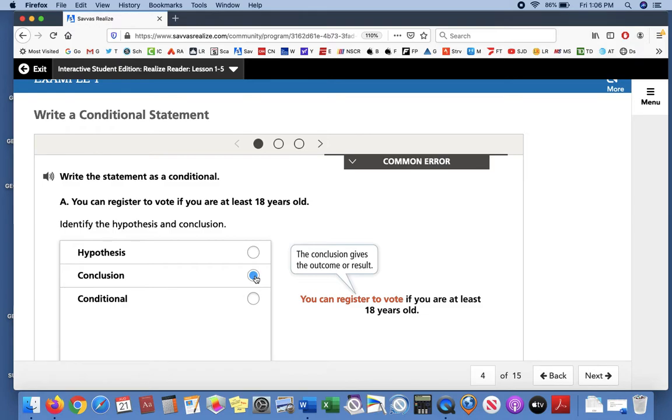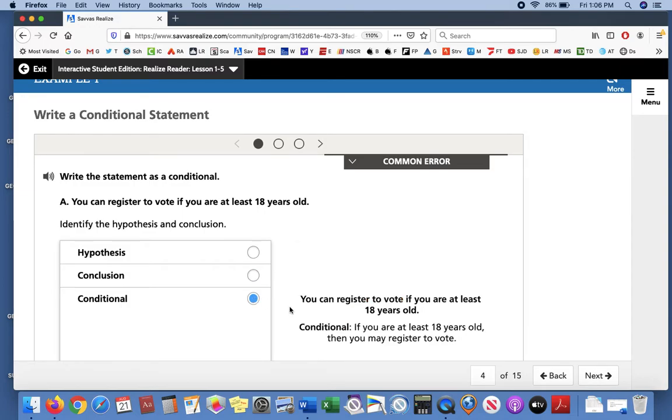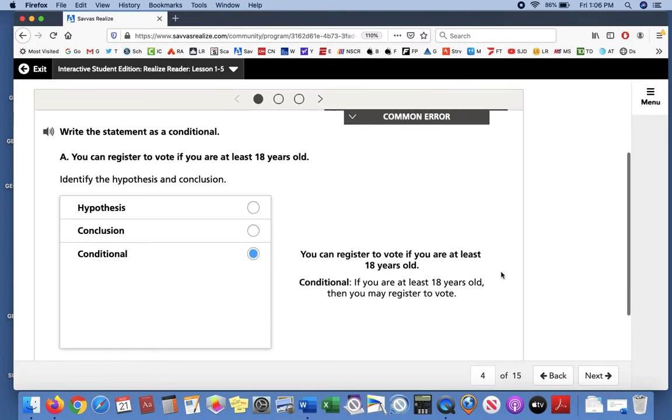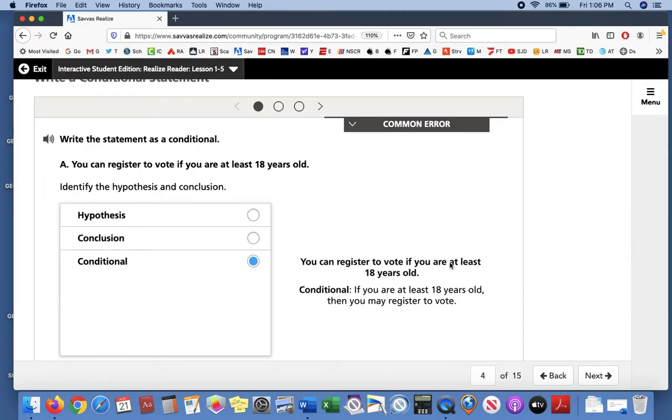Yep. So the conditional, we're going to write it as an if-then statement. So it's a little different. We're going to put the if part first. If you are at least 18 years old, then you may register to vote. And sometimes you need to change the wording. I noticed they changed the word can to you may. So sometimes you want to make it grammatically correct. Well, you always want to make it grammatically correct. So sometimes you can't just do literally this, then this, because you might have to change the wording of it. All right, moving on.